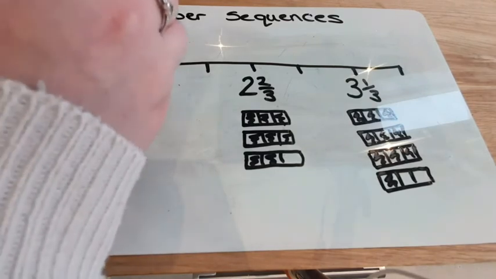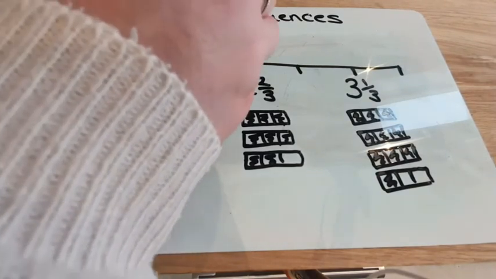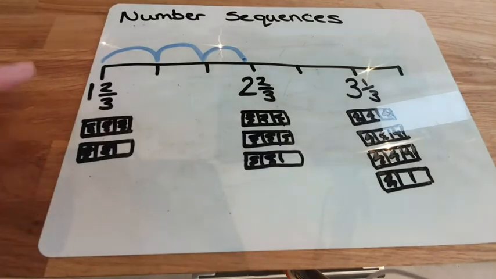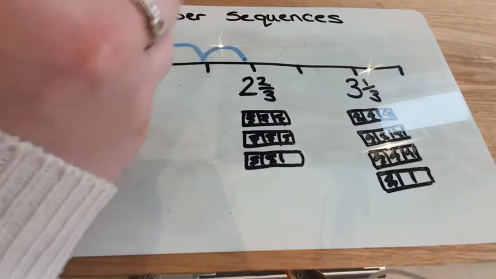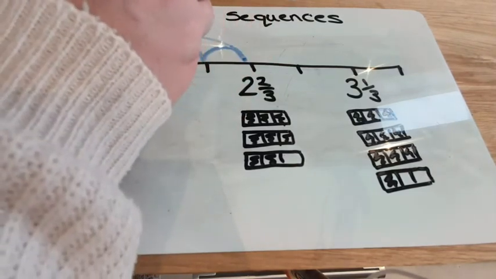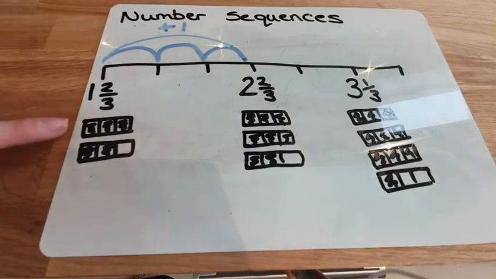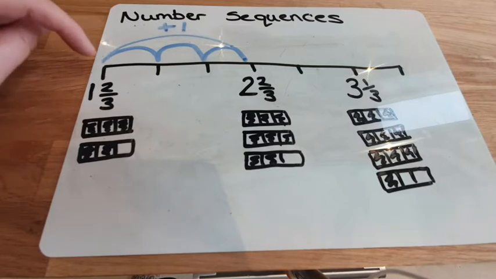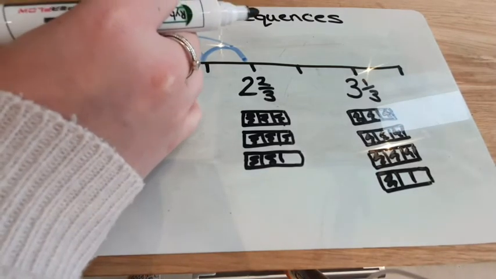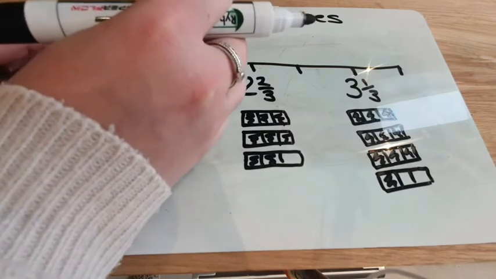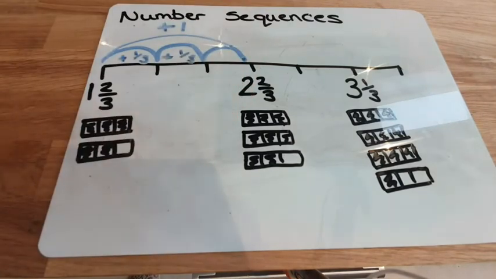So there are 3 jumps here, 1, 2, 3, between 1 2/3 and 2 2/3. So that means that over the 3 jumps, we're adding a whole. And for this sequence, a whole is 3. So each one is adding a third. Okay, so now we can work out the rest of our sequence.